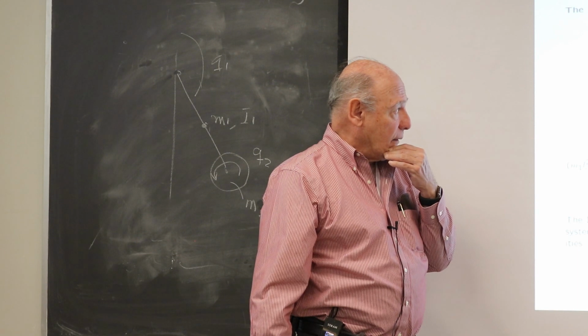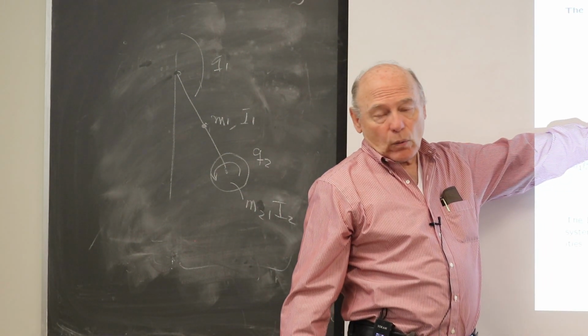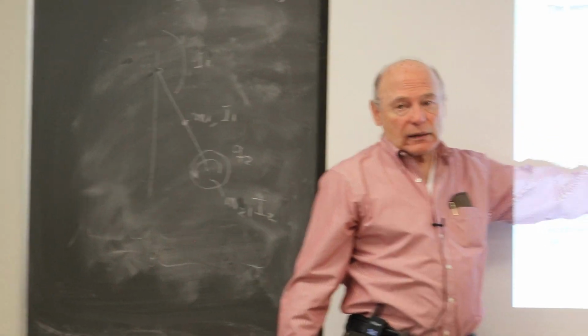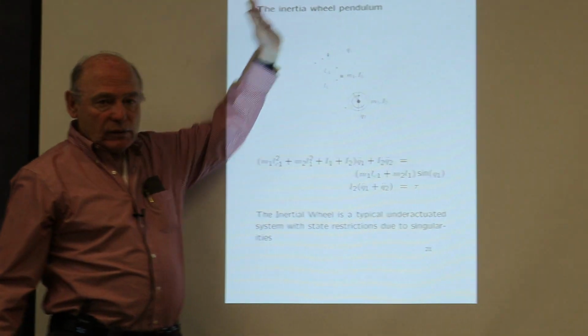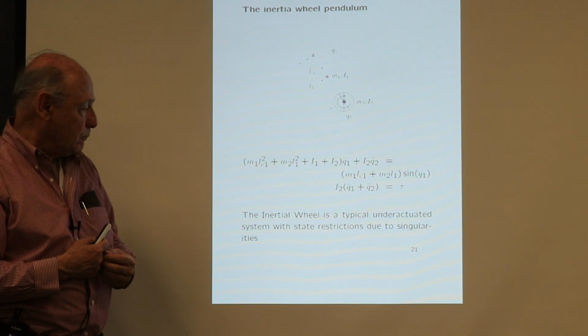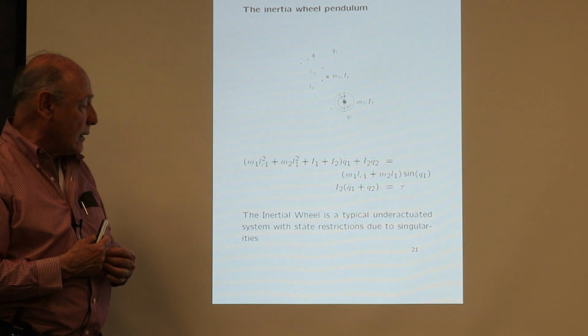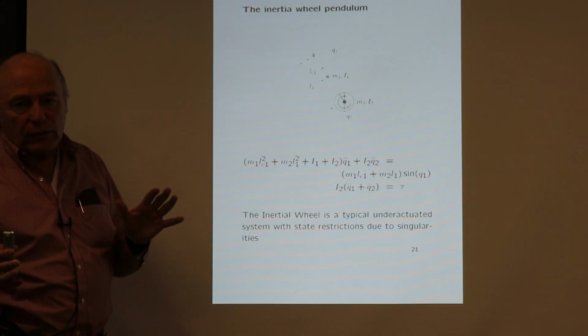And the torque that you give to the wheel is the control input. That's what moves the wheel, and this wheel indirectly moves the whole system in the change of angular position. It's called the inertial wheel. It's a typical underactuated system because you have 2 degrees of freedom.